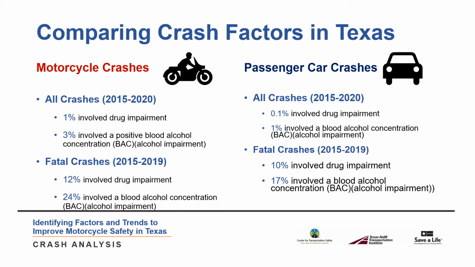How does Texas compare? If we look at every state in our FARS data, for the U.S. except Texas, 8% of our fatal motorcycle and passenger car crashes involved drug impairment. So we do see a difference there. So 12% in Texas and on average 8% for the rest of the U.S. However, the percentages of our positive BAC were comparable for Texas versus our other states.